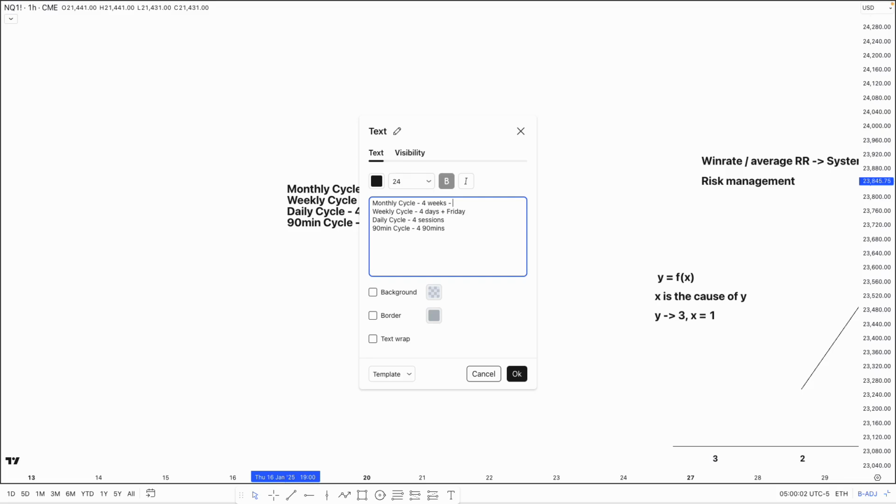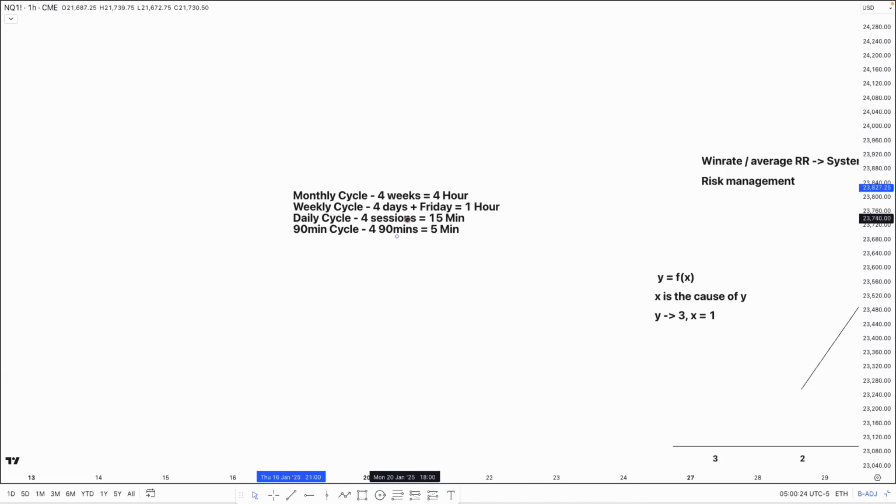And we have specific time frames that we'll be using when looking at each cycle. So the monthly cycle, we'll be using the 4-hour chart. The weekly cycle, we'll be using the 1-hour chart. The daily cycle, the 15-minute chart, and the 5-minute chart for the 90-minute cycle. Okay?